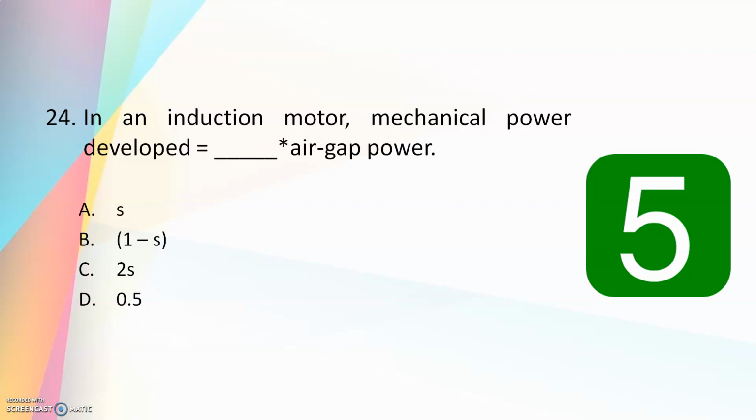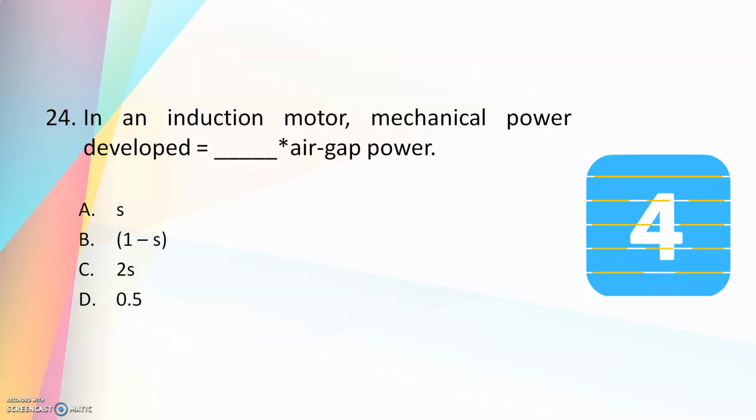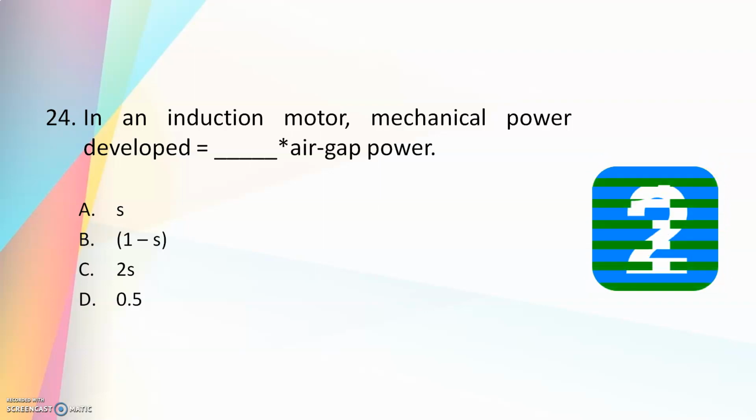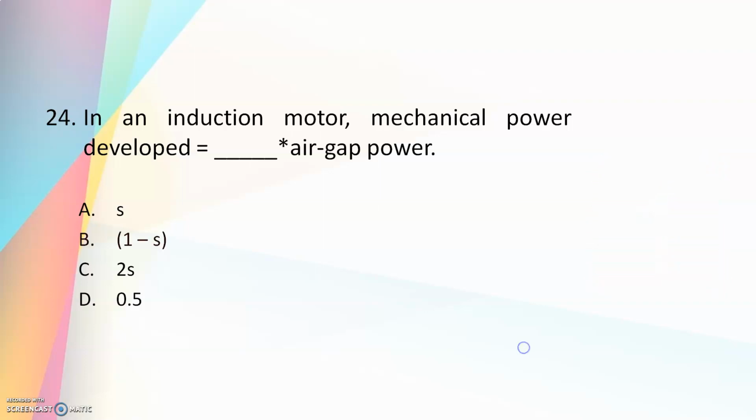In an induction motor, mechanical power developed is equal to dash air gap power: S, 1 minus S, 2S, 0.5. And here you go. And the answer is 1 minus S. So the mechanical power developed is 1 minus slip times the air gap power.